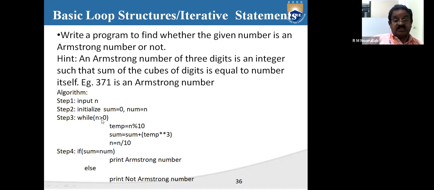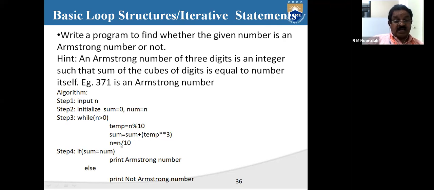Then it's going to check the condition: n is greater than 0. 37 is greater than 0. Yes. Then it's going to calculate temp. The temporary value will equal 37 mod 10, that is 7. Now temp will become 7. Sum equals sum plus 7 cube. Previously sum is 1 cube, that is 1, plus temp cube, that is 7 cube, which is 343. Now the sum will become 344, so the latest sum value will be 344.